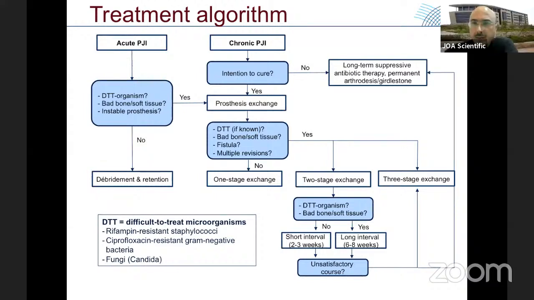I have a question, Professor. Do you feel the need to completely remove the well-fixed cement mantle in aseptic loosening or not? Knee or hip side? Both sides, either side. If it's aseptic loosening, do you feel that you need to remove all the well-fixed cement mantle or not? No. On the hip side, I definitely do a cement-in-cement technique.